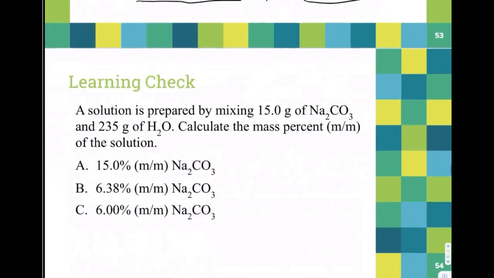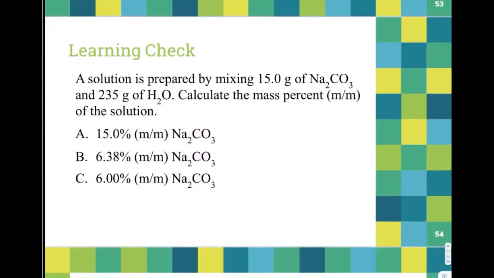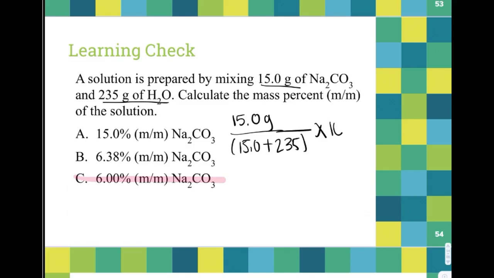Pause and do a quick learning check here. Alright, the answer is C. So how did I get this? My solute here is not the water, because the solute is the one that's in lower amount, so 15 grams over. Now what's my total? My total is 15 plus 235. My total is not the 235. It's the solute over the solution, the whole thing. If I do this times 100 to get a percent, I get 6%.